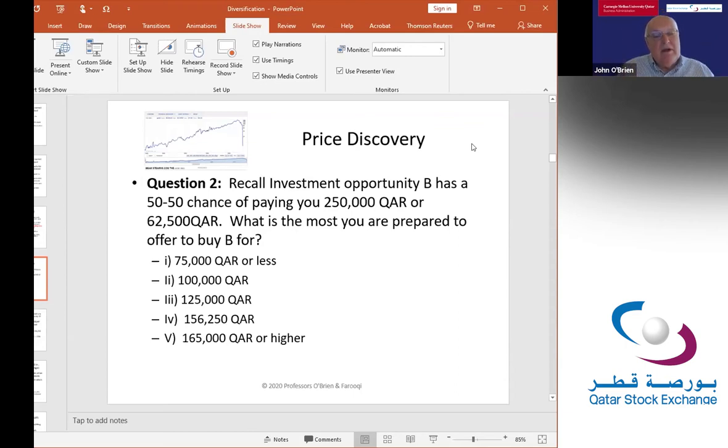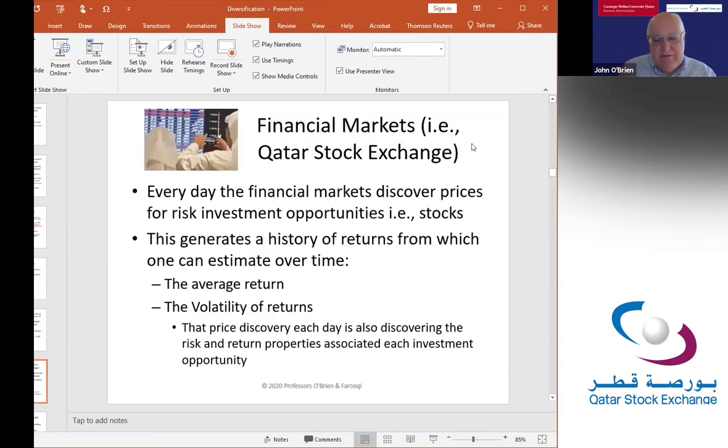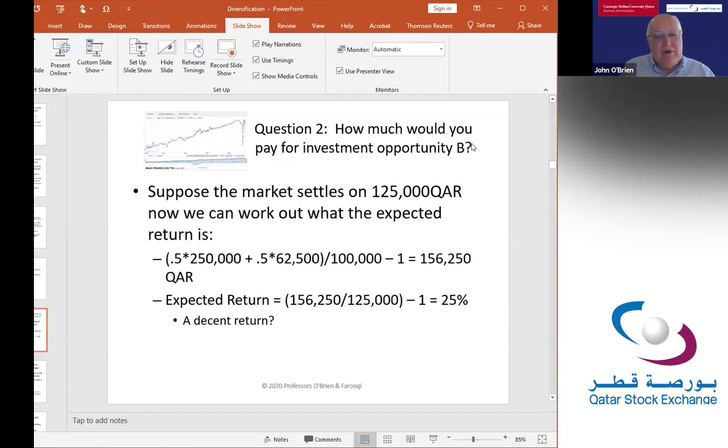But consistent with being a risk lover, you're quite happy to accept a negative expected return. It doesn't mean that you're losing money for sure. You're just getting a negative expected return. But mostly in the financial markets, we observe that risk is priced in the market and people get a positive expected return for acquiring risk.